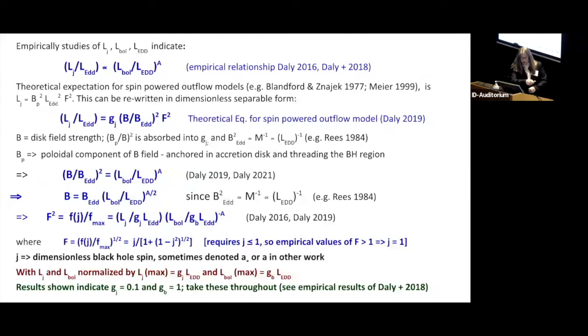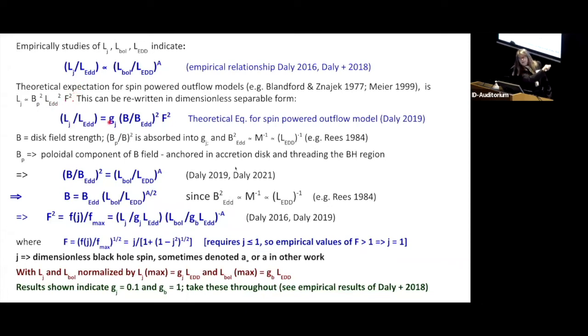Yeah. It's all spin powered outflows. So the Blandford-Znajek mechanism. I think that here we go. Has this equation here. The beam power goes as the poloidal component of the field squared times the mass squared times the spin function squared.